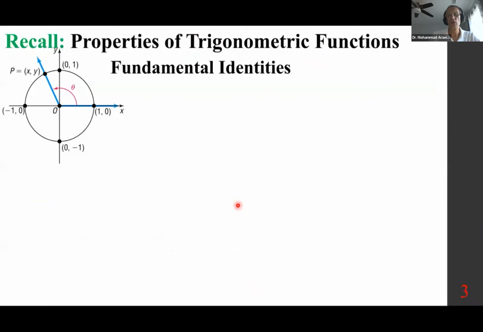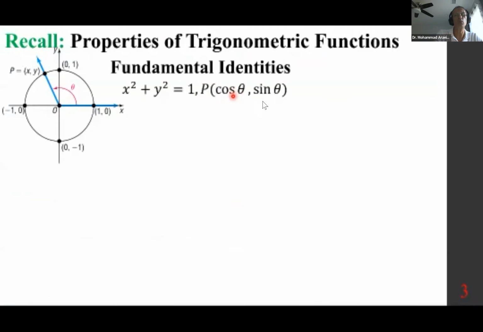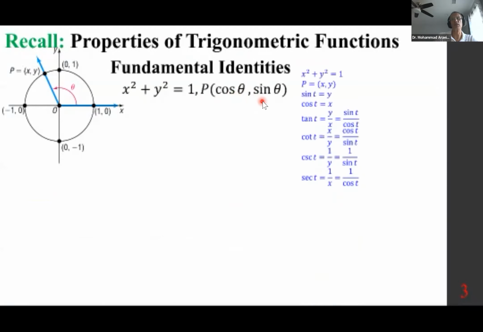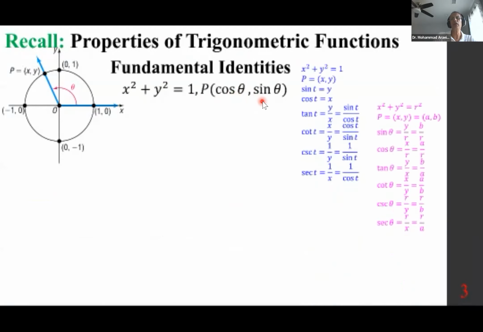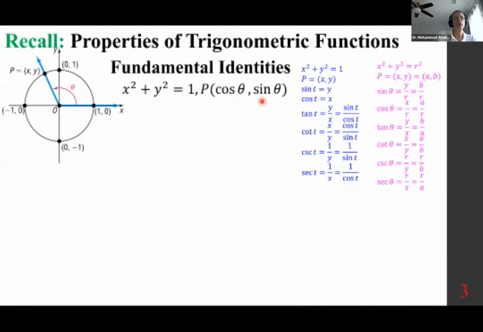So a quick reminder of what we have learned as far as trig is concerned. You have a unit circle, x squared plus y squared equals 1, and every point has coordinates x comma y, which represents cosine and sine. When the radius is a general radius other than 1, then the formulas change slightly. For example, sine is simply y, cosine is x, but in this case, sine becomes y over r, and cosine is x over r.